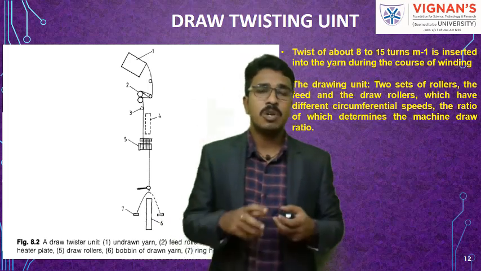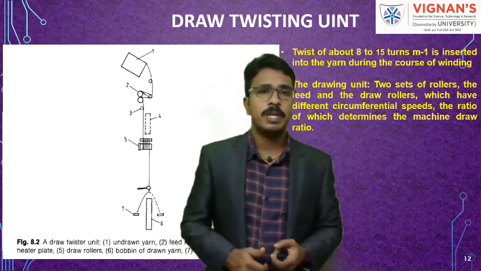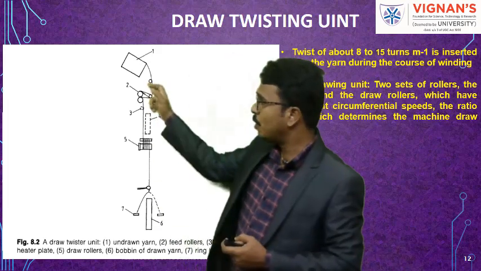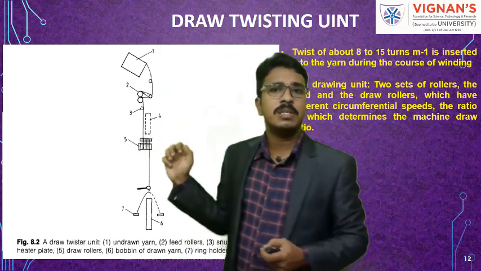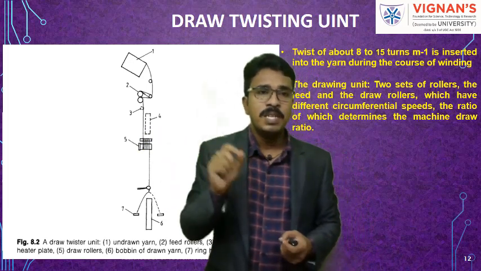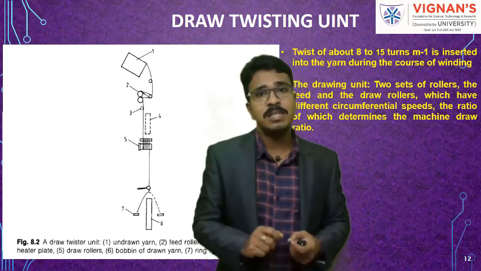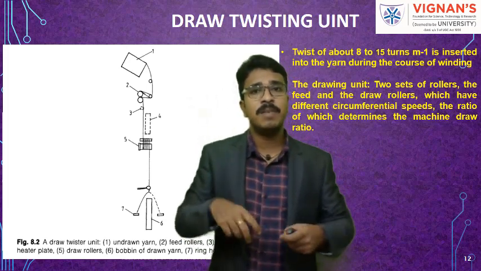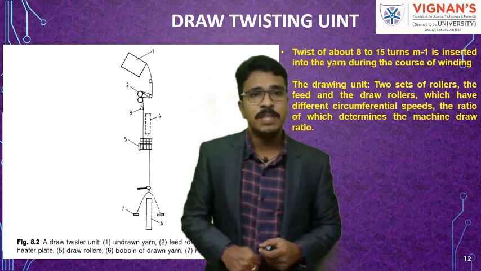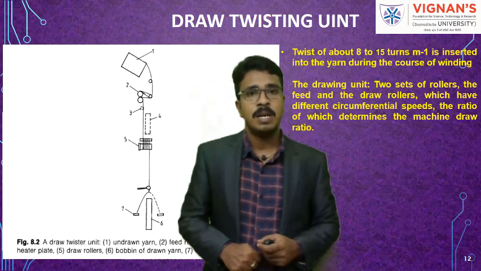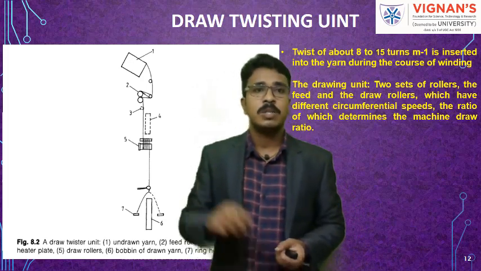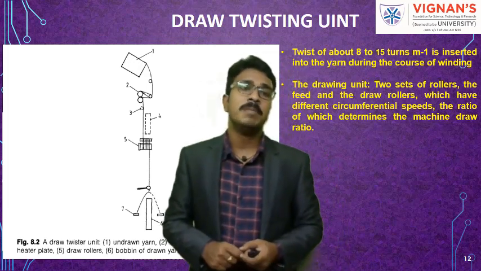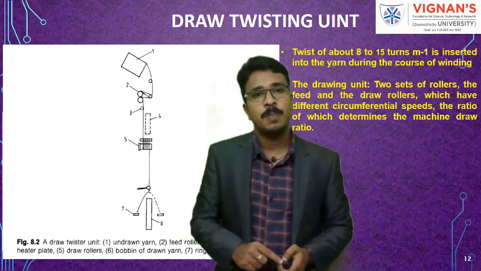And if you look at this drawing unit, a very, very important operation, it consists of 2 main rollers. One is the feed roller and the second one is the drawing roller. Understand? These have different circumferential speeds, that is because of the diameter variation, we have these changes in the circumferential speeds or surface speeds. Okay, so the ratio of these speeds determines the machine's draw ratio.